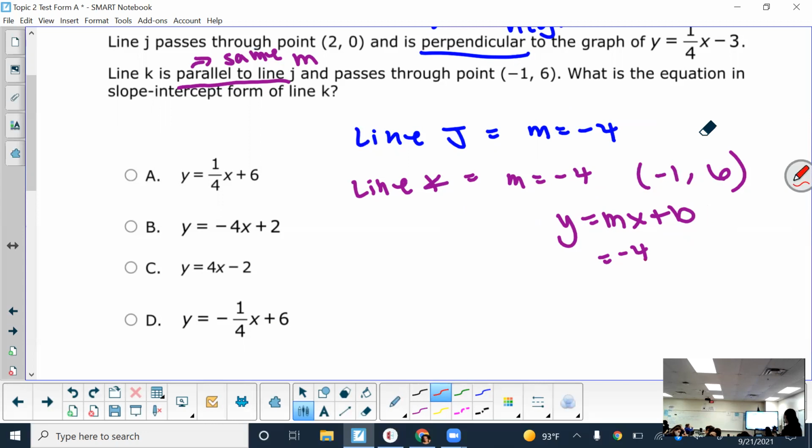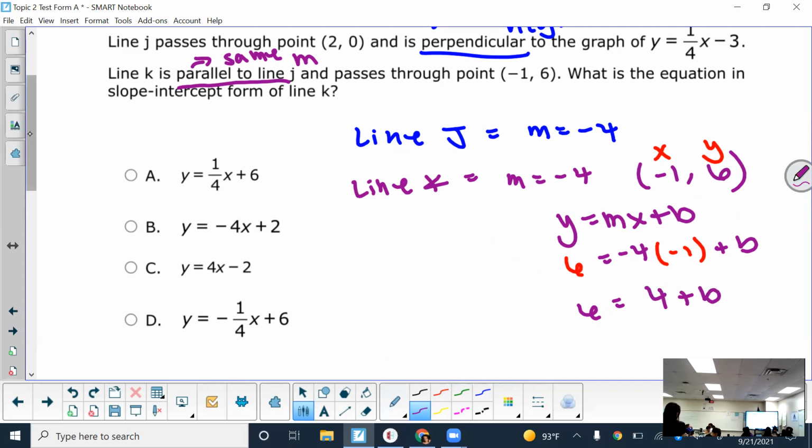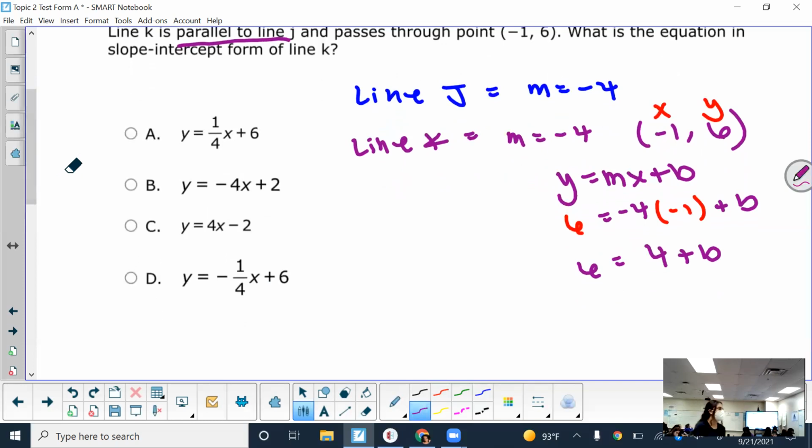What's the y going to be? 6, right? You plug in your given point. All right, so my given point is (-1, 6), so that means y is 6, x is -1, and we can solve for b. So what's -4 times -1? 4 plus b equals 6. And now get the b by itself. What do I do for that? So subtract 4 on each side, and b equals 2.